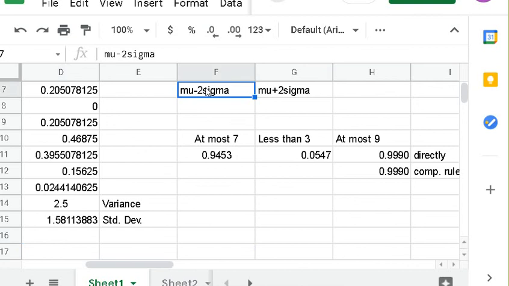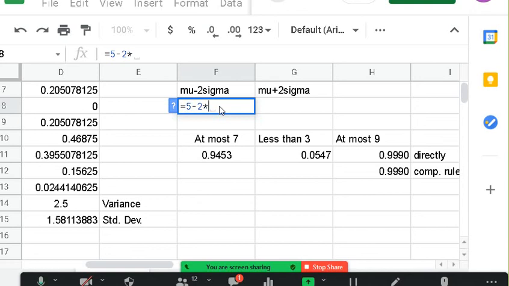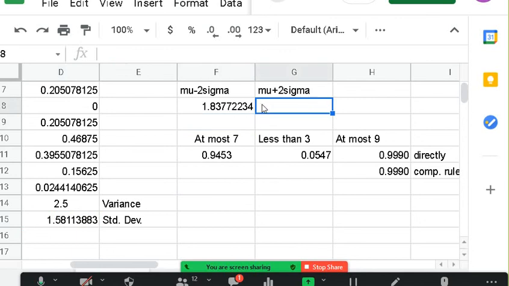If you did your mu minus 2 sigma and mu plus 2 sigma calculations, let's see what that would give us. So equals mu was 5 minus 2 times sigma. Now for sigma, I'm just going to go down here and click that. So 5 minus 2 times the cell that I have in D15. So that's mu minus 2 sigma. And up here equals mu plus 2 times sigma.